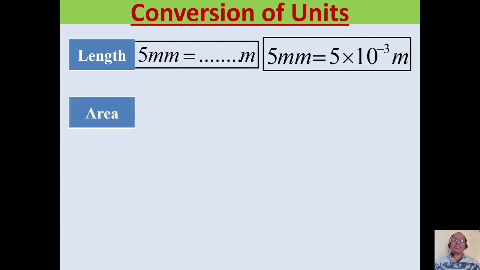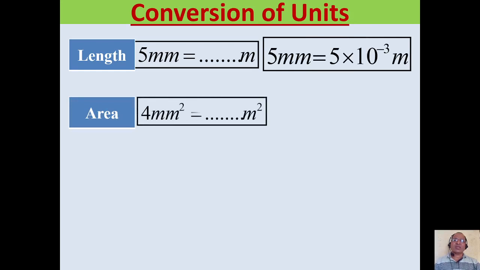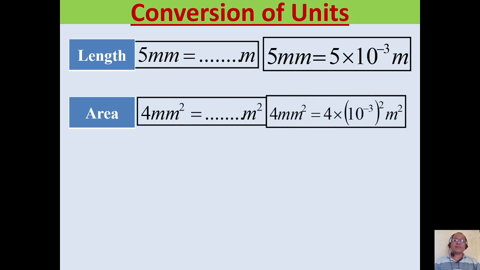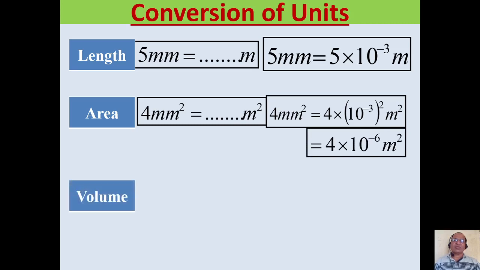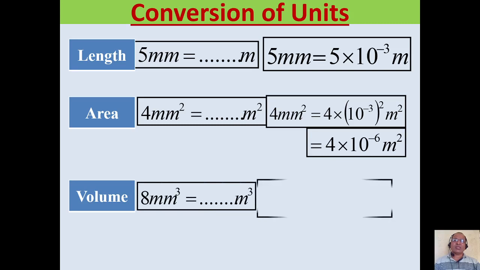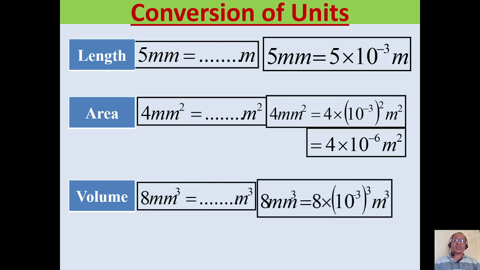For area, the unit becomes millimeter square, and we have to convert it into meter square. Again 4 as it is, milli stands for 10 raised to minus 3, its square is there, so 10 raised to minus 3 square, meter square. So this becomes 4 into 10 raised to minus 6 meter square. For conversion of volume, we have to convert millimeter cube into meter cube. Milli stands for 10 raised to minus 3, its cube is there, so it becomes 8 into 10 raised to minus 9 meter cube.